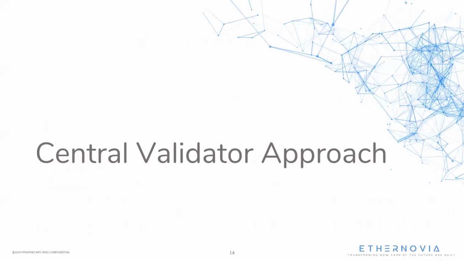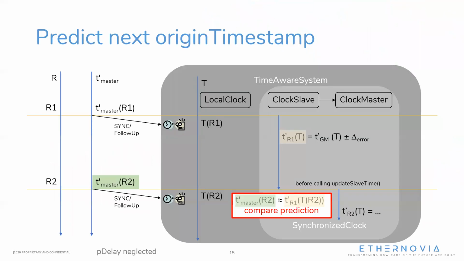So I wanted to present to you what I call the central validator approach. And this has local aspects and it has central aspects in checking for the correct time. Let's go on to one of the local aspects and let's see what we can do when multiple sync follow-up message pairs arrive at a time-aware system.